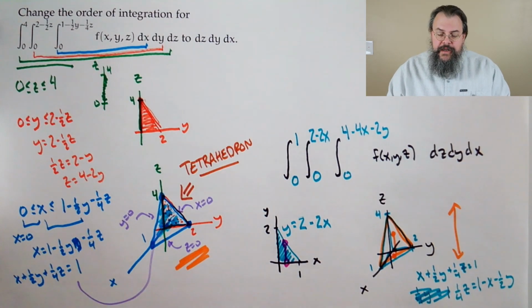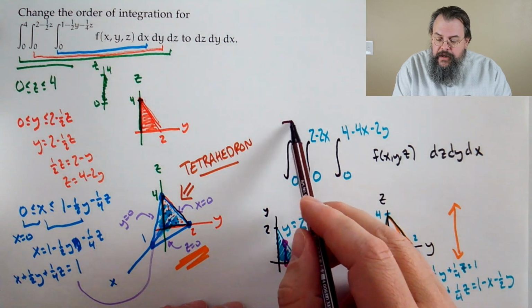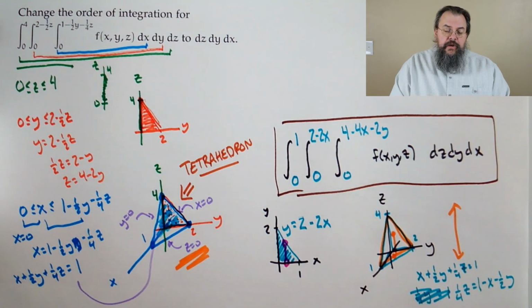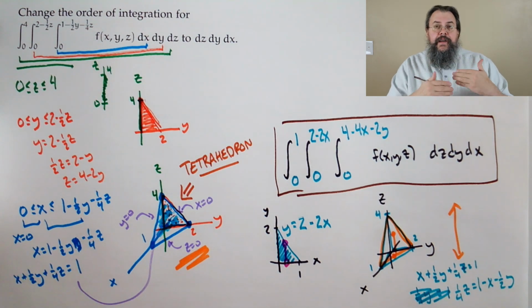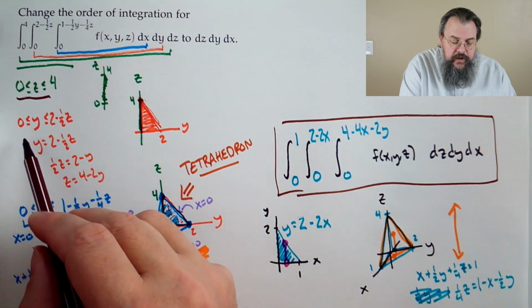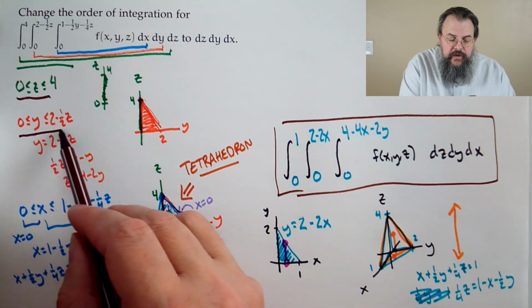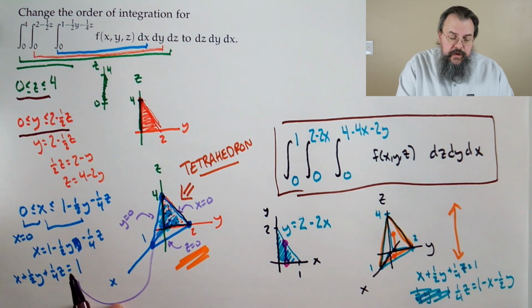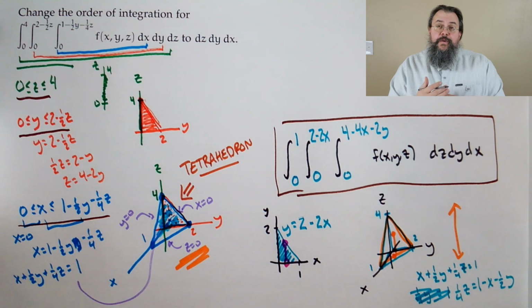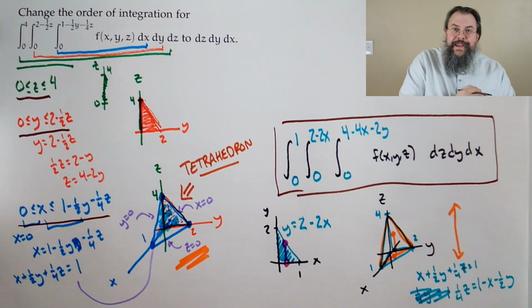So what we've done is we've said, the original shape, this tetrahedron, was originally defined as a series of 3 inequalities. The 3 inequalities that we originally had: 0 less than or equal to z less than or equal to 4, 0 less than or equal to y less than or equal to 2 minus a half z, and 0 less than or equal to x less than or equal to 1 minus a half y minus a fourth z.